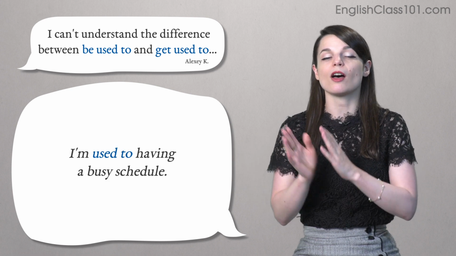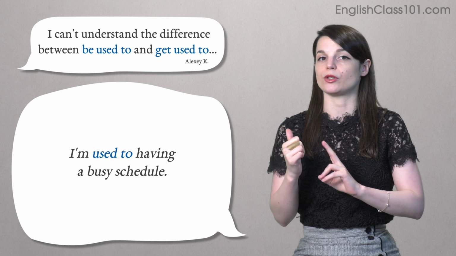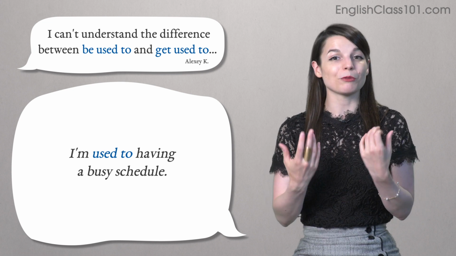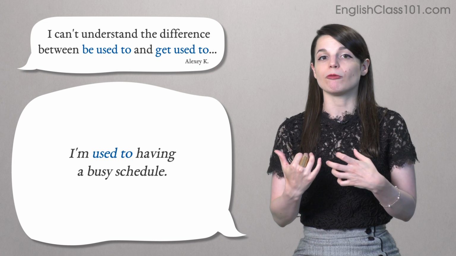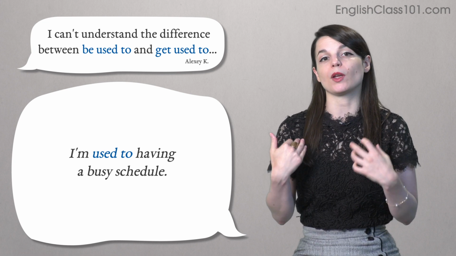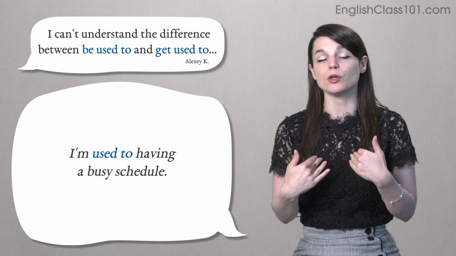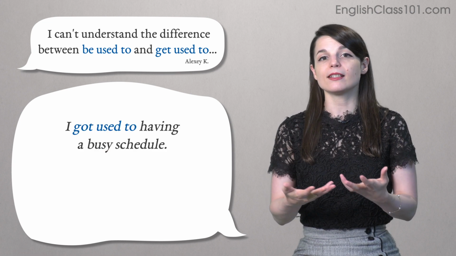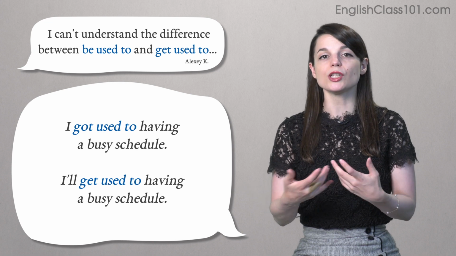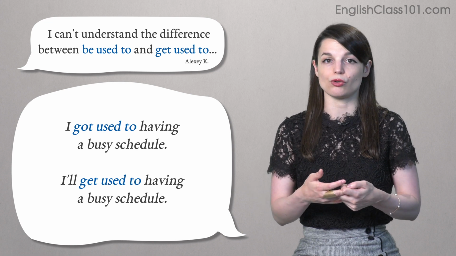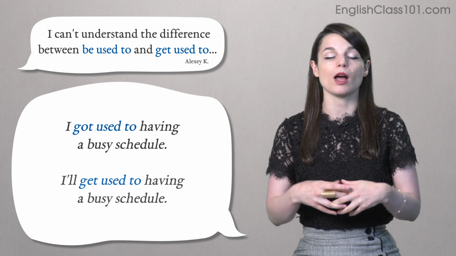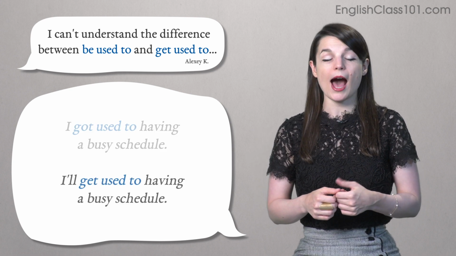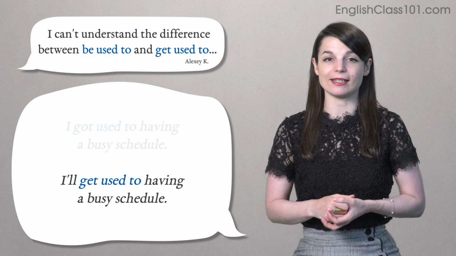I want to focus on the second type that I introduced here, this I'm used to having a busy schedule. So as a refresher, we use this kind of pattern when we want to talk about something we're accustomed to doing. I'm used to having a busy schedule in present tense. Past tense and future tense, however, we tend to use get used to. So for example, I got used to having a busy schedule, or I'll get used to having a busy schedule.